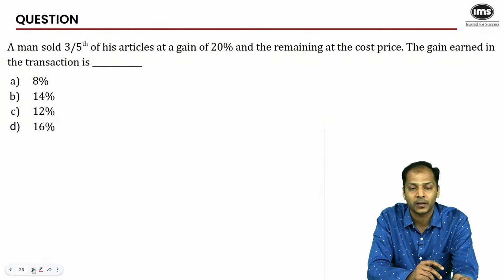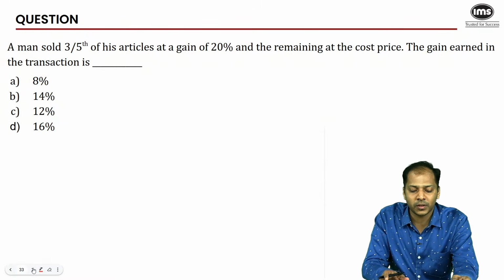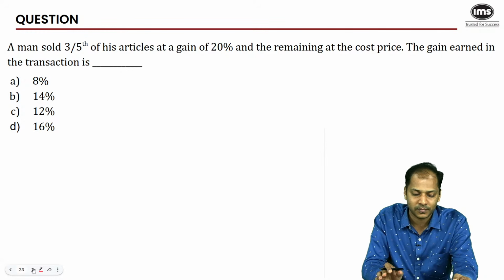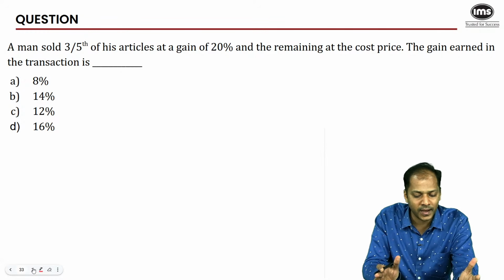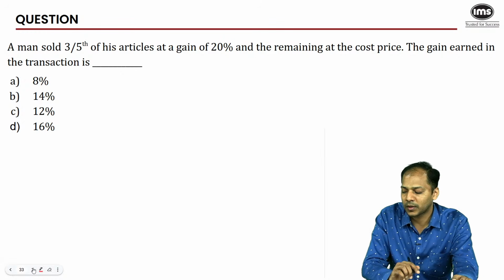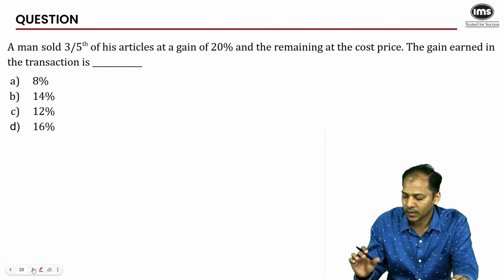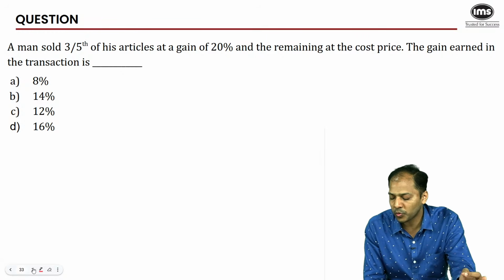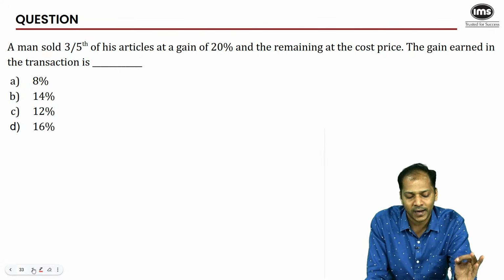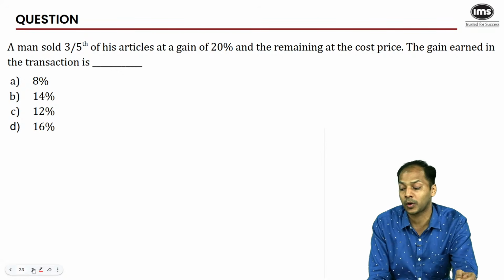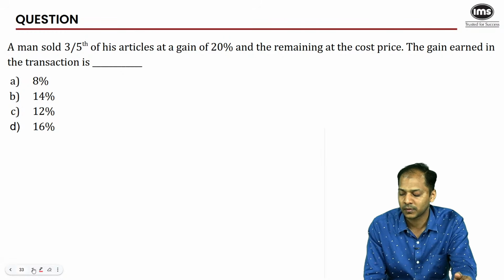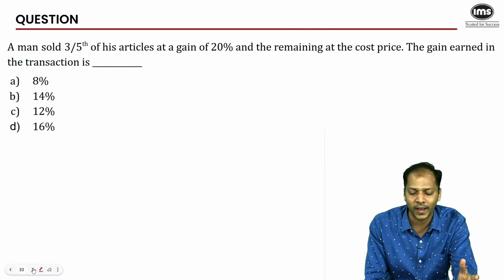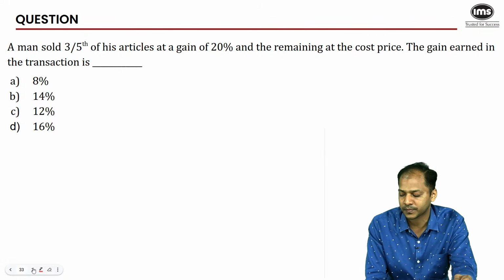Let's go ahead. A man sold 3/5 of his articles at a gain of 20% and the remaining at cost price. The gain earned in the transaction is. Pretty straightforward, guys. Quickly, tell me the concept that you'll use over here. Forget the final answer. I want to know which method is the best one. So in the chat now, you'll not put the answer. You'll tell me the method that we should use, using substituting values or using any other concept.